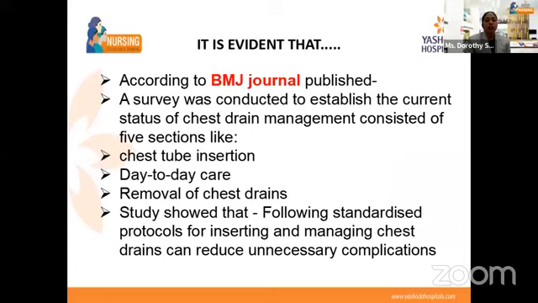It is evident, according to a BMJ journal publication, that a survey was conducted to establish the current status of chest drain management. It covers chest tube insertion, day-to-day care, and removal of chest drains. This study showed that following standardized protocols for insertion as well as managing the chest drain can reduce unnecessary complications and can reduce the stay of the patient in the hospital.